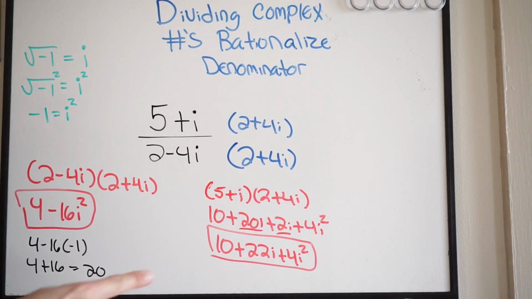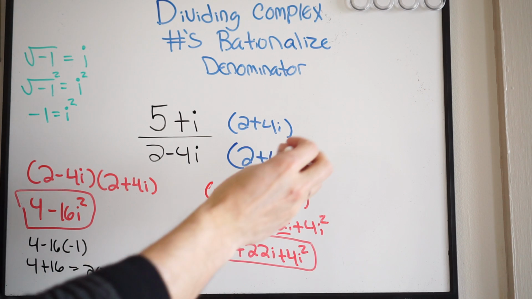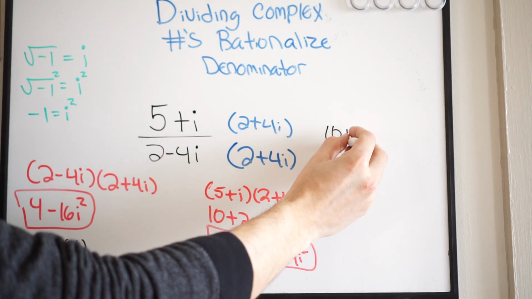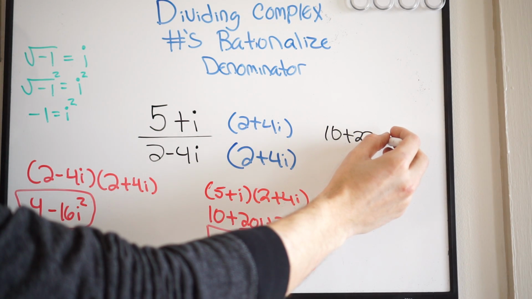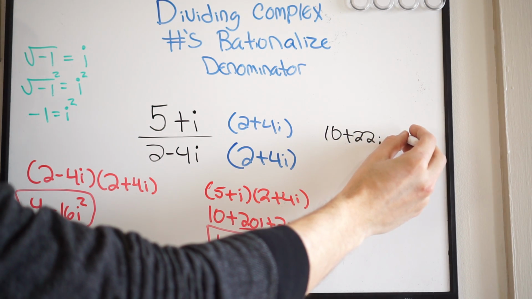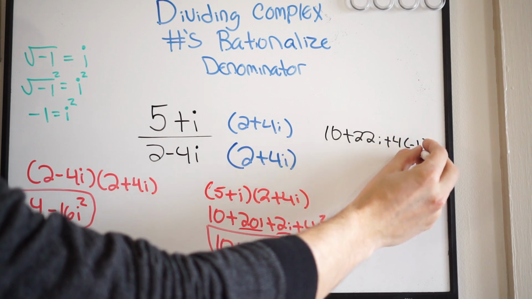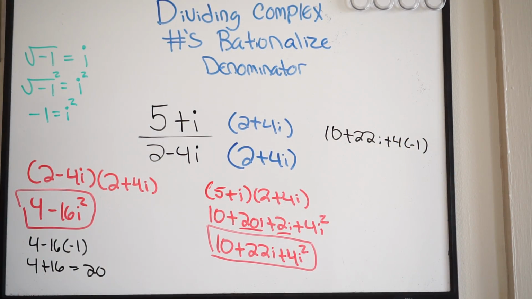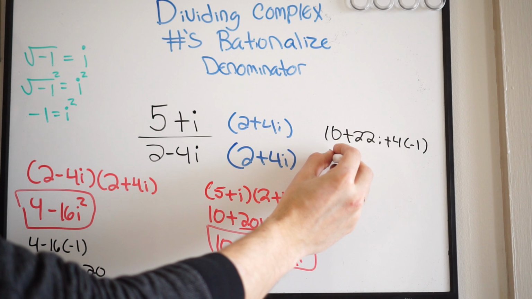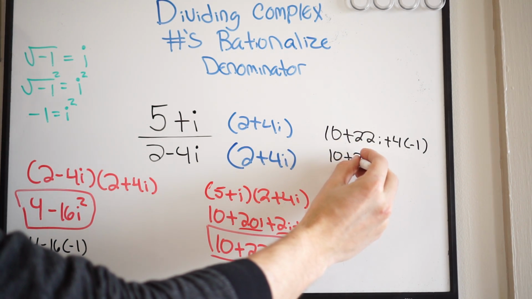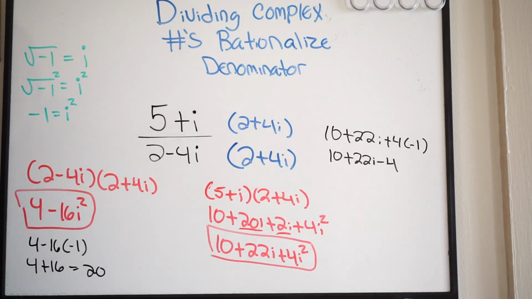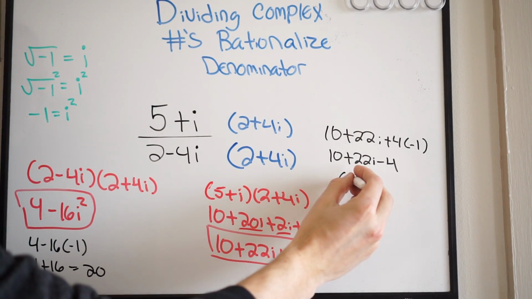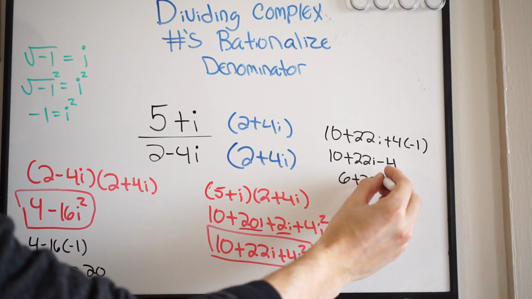Well, let's do the same thing here. I'm going to write it up here. So we have 10 plus 22i, and then we have plus 4, and then we're going to replace that with a -1. That i squared is being replaced with a -1. 10 plus 22i, and then -4. And let's combine our like terms. 6 plus 22i.